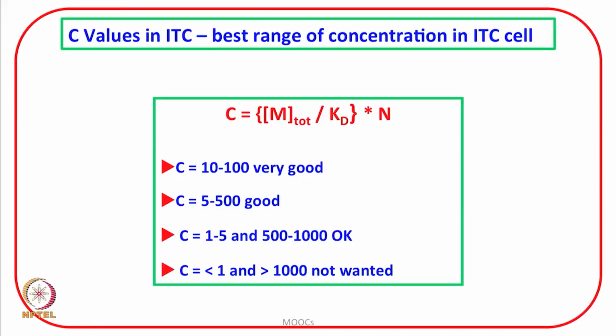However, several reports have appeared in literature where different authors have said that it may be possible to obtain good quality thermodynamic data even if the value of C is low. So, therefore, we must remain in touch with the literature for any updates, that is, if there are new experiments being designed or if there is new information on how to get good thermodynamic data when the C value is small.